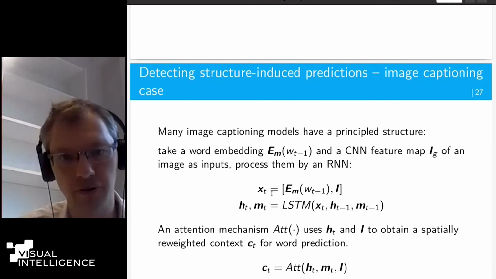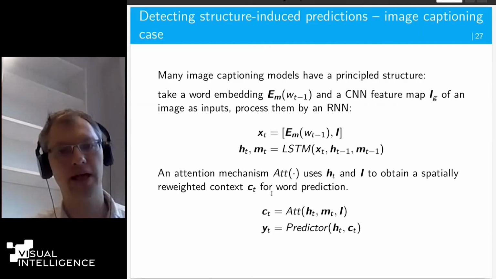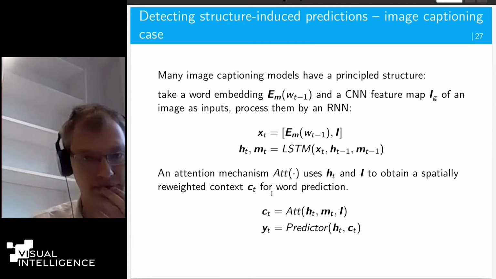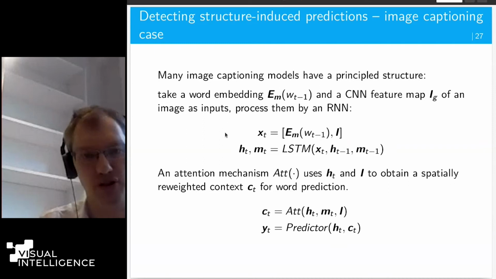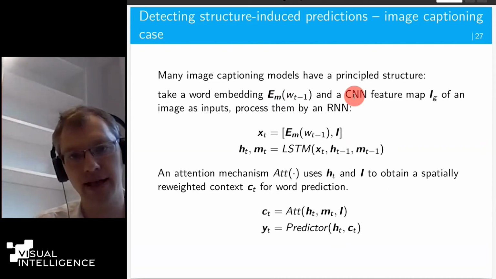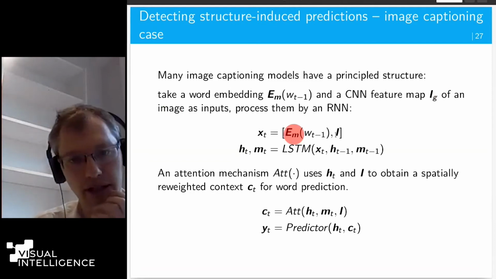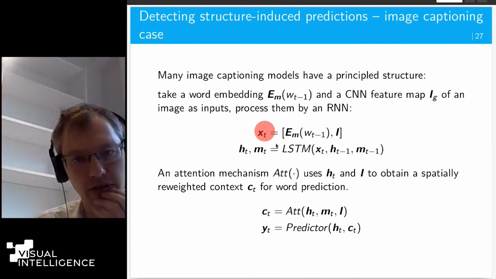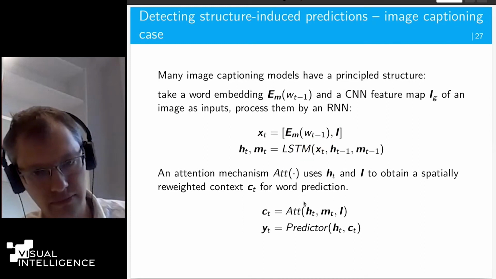Now, the good question is, of course, the following. How can I derive these LRP explanations? I want to give you just a very brief idea. Many of these image captioning models have the same structure. I take a word and a word embedding, and I take a CNN feature map of the image as inputs. I concatenate them into a vector, and I process them by a recurrent neural network.